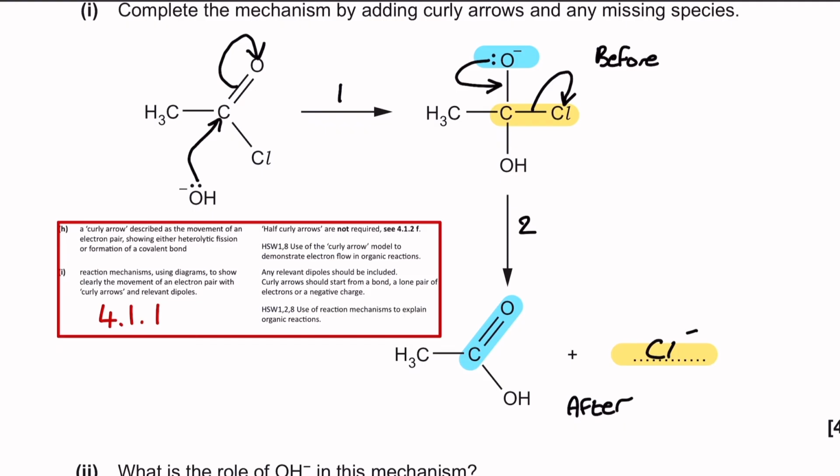A common mistake here is to actually, and I'll demonstrate this in a different colour, show this curly arrow going from the carbon across to the chlorine like so, but that couldn't be further from the truth of what's happening. Remember that your curly arrow needs to demonstrate the movement of an electron pair, and the carbon atom is not an electron pair source.